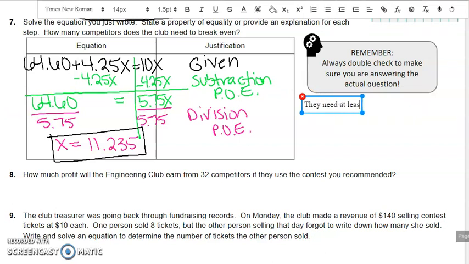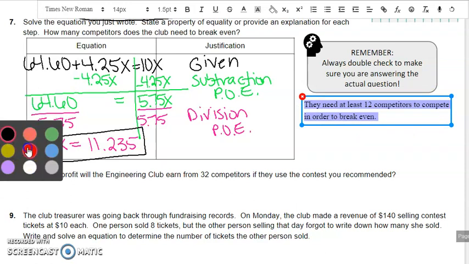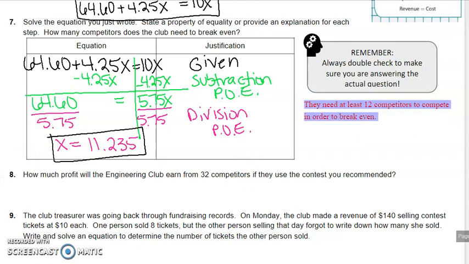They need at least 12 competitors, because you cannot have a fraction of a competitor here, so they'll need one more than that 11 point to compete in order to break even. Remember, this was our break even equation there. Okay, so it's very important that once we solve an equation, we're able to interpret what the solution actually means.